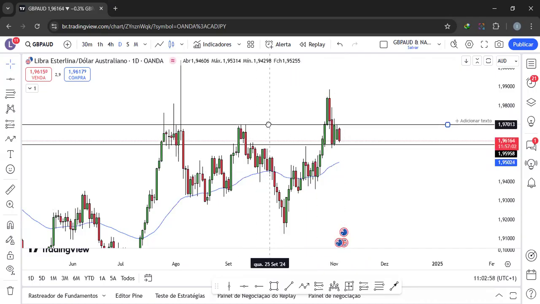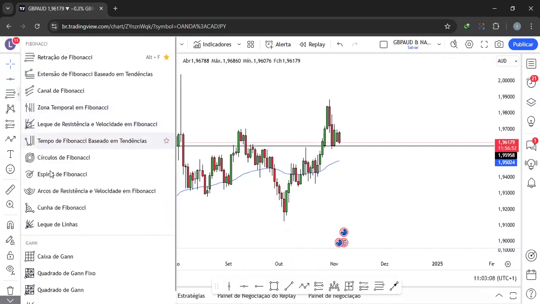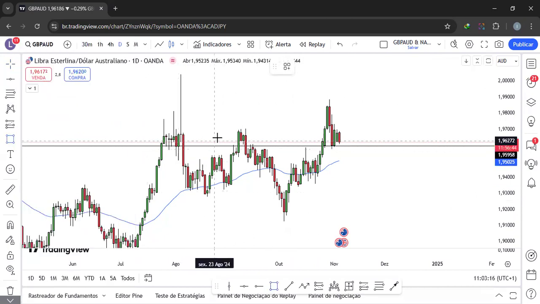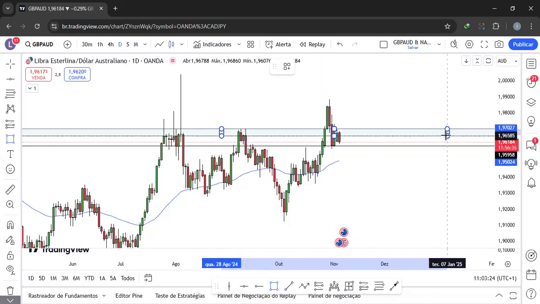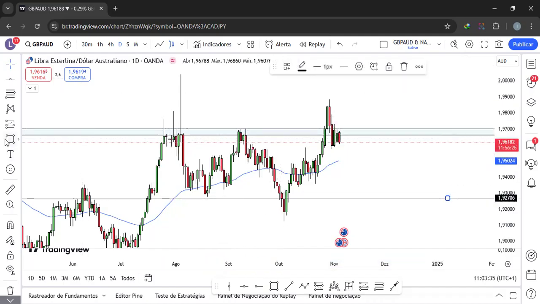We're going to use these zones that had more rejections to draw our zones. To draw the zones, we're going to choose our reference point using some kind of candlestick pattern so that we can draw our zone. I'm going to use these two candlesticks. This one here I'm going to use as my support, my resistance, and I'm going to use this one as a current support.